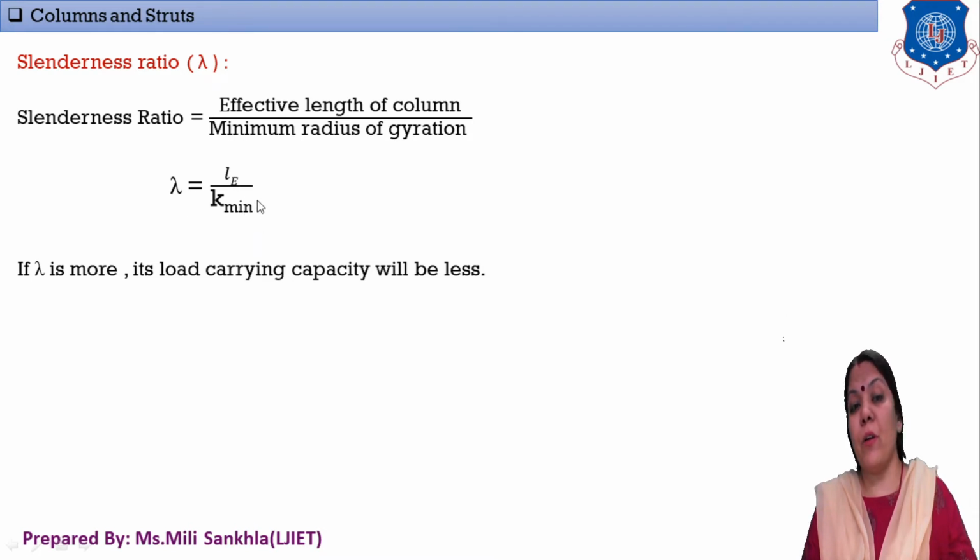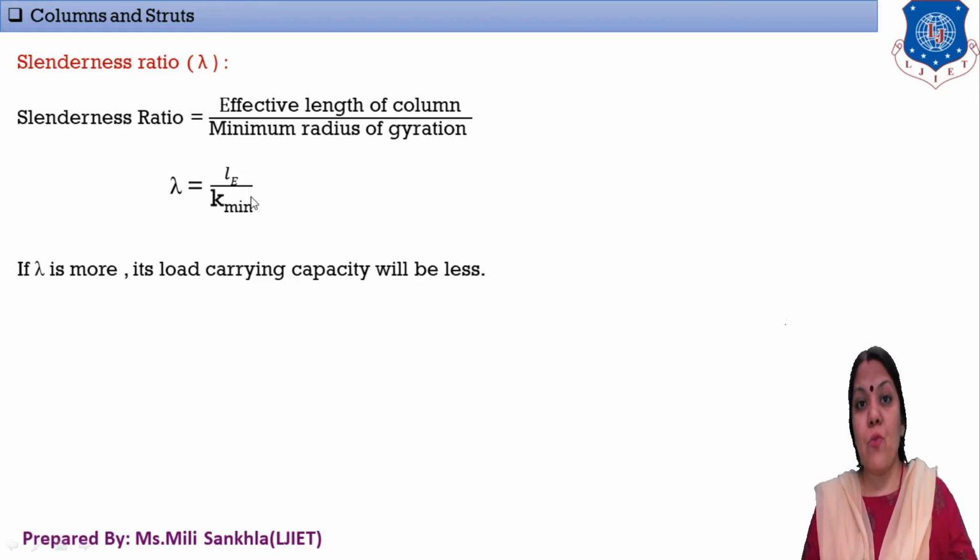It is very important, the minimum radius of gyration. If our section is circular or hollow circular, there is no problem. But if our section is rectangle or hollow rectangle, then we find out two moments of inertia, because the equation of radius of gyration K is equal to under root I by A.